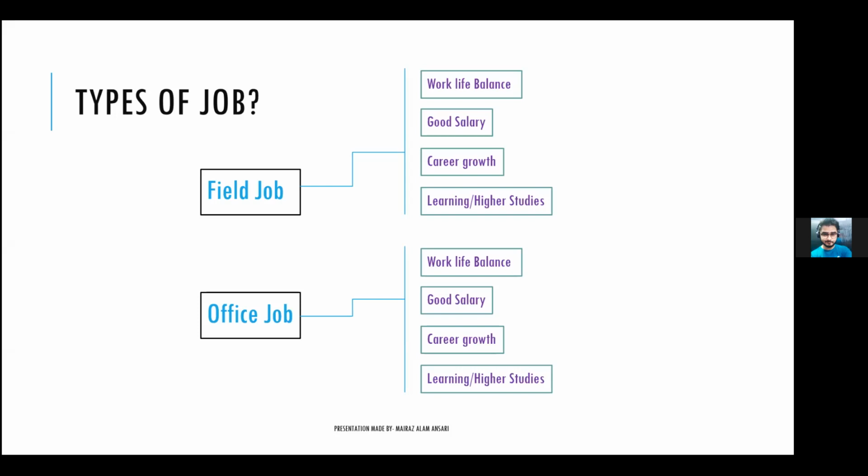It can be work life balance, अच्छी सैलरी हो सकती है, अच्छा करियर ग्रोथ हो सकता है. इट कैन बी लर्निंग हायर स्टडीज, कि आप जो भी फील्ड जॉब कर रहे हो, वेदर यू आर डूइंग ए क्वालिटी कंट्रोल और क्वालिटी एश्योरेंस जॉब, तो उसके अंदर में आप क्या हायर ग्रोथ कर सकते हो, मतलब हायर स्टडीज के लिए जा सकते हो, नहीं जा सकते हो.